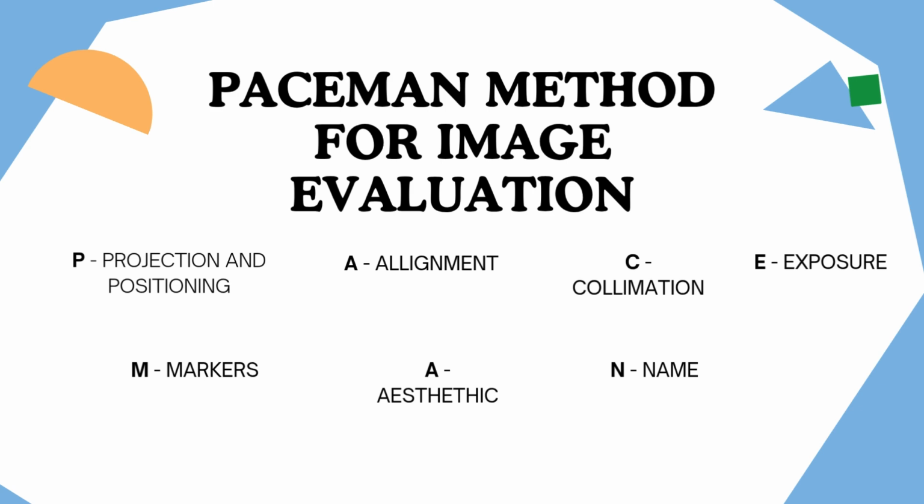E, exposure. Is the exposure level, contrast, density of the image appropriate? M, marker. Is the necessary patient anatomical marker present and correct? A, aesthetics. Does the image look visually appealing? Has any artifact? And what size of the cassette used? N, name. Is the patient's name and other relevant details clearly identified on the image?